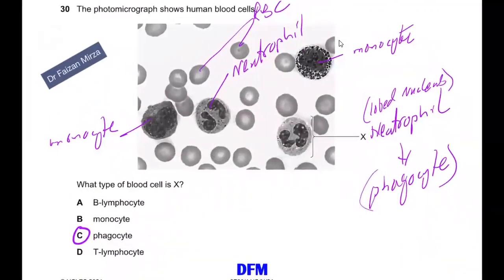Photomicrograph of human blood cells is shown to you. You can see, just annotate the diagram. All these are your red blood cells. These large cells are monocytes. You can see this indented nucleus inside. So these must be monocyte.